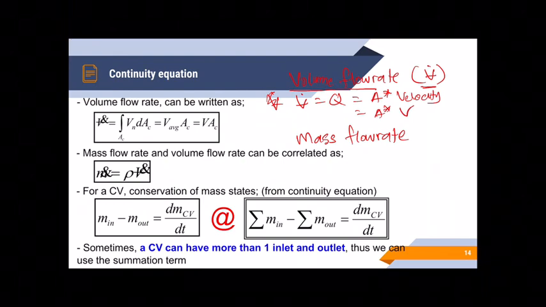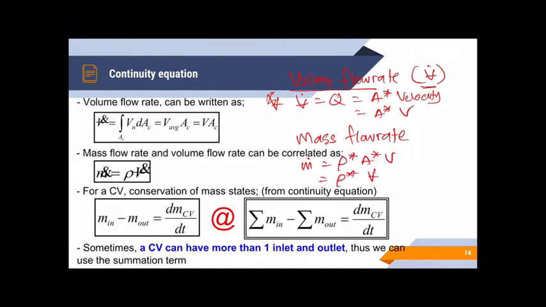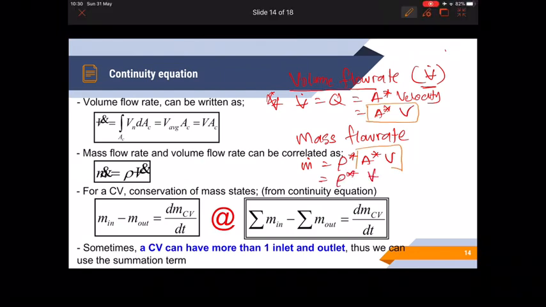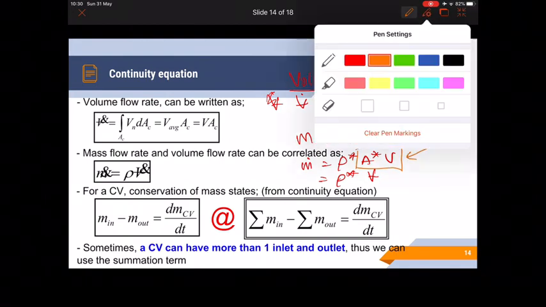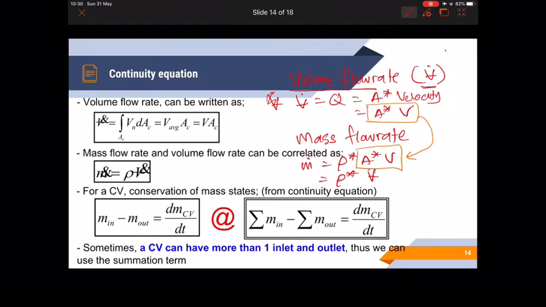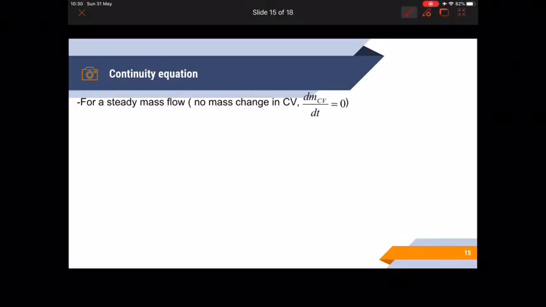How about the mass flow rate? M dot equals what? Rho, the density, times area times velocity, or we can simply put rho times volume flow rate. Remember this one. So we can replace this one by having this volume flow rate.